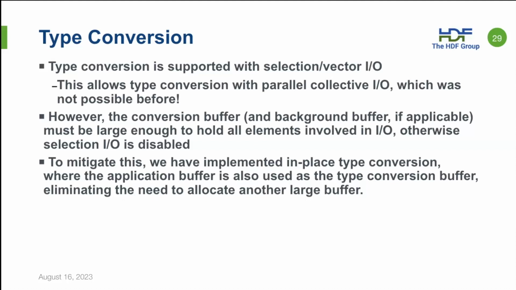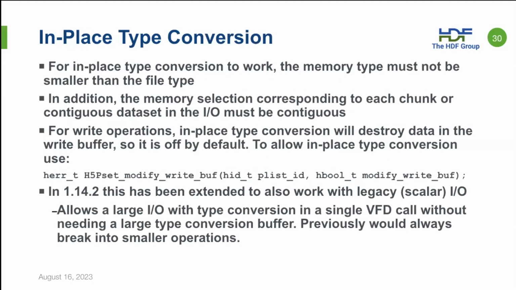So to mitigate this, we've also implemented in-place type conversion, which is where we do the type conversion in the user's buffer. And so that removes the extra memory burden, as long as you don't need a background buffer, and as long as you meet these conditions that I'm about to talk about. So for in-place type conversion to work, the memory type cannot be smaller than the file type, and the memory selection for each chunk or contiguous dataset needs to be contiguous, so it can't be strided across the memory selection.